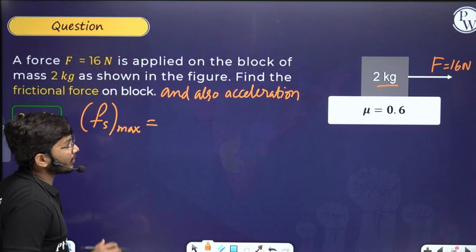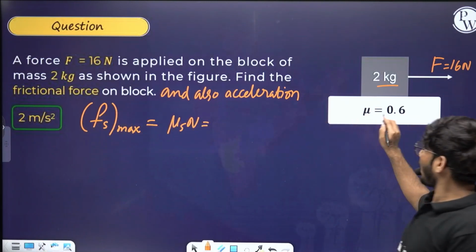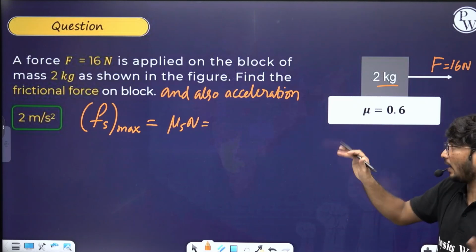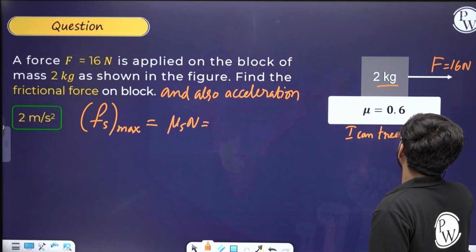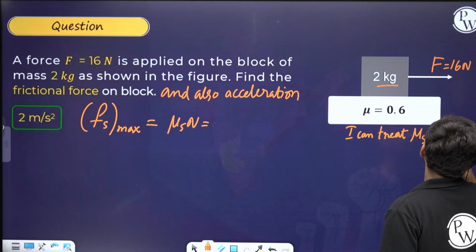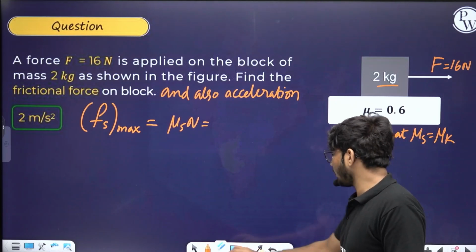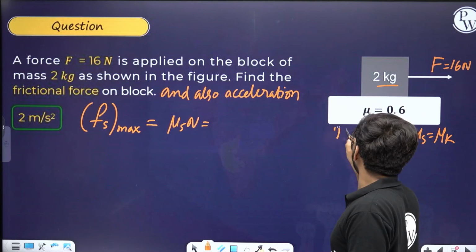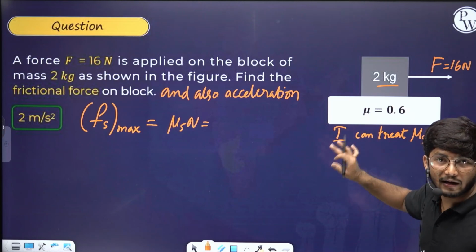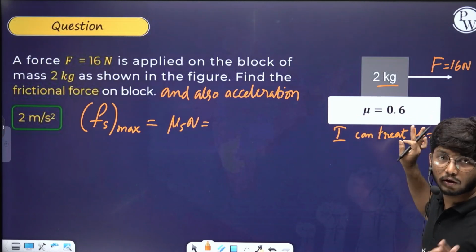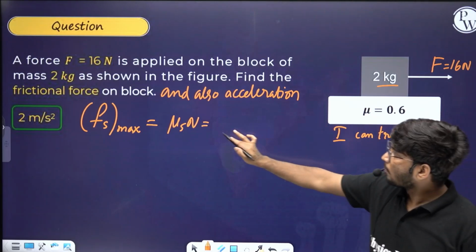So this Fs max is going to be mu s into n. Here mu s or mu k is not given. In that case I can treat mu s equal to mu k, right? I can treat mu s equal to mu k when the mu value is not separately given. Here it is not given which is mu s and which is mu k, so I can consider mu s and mu k to be the same. So mu s into n.